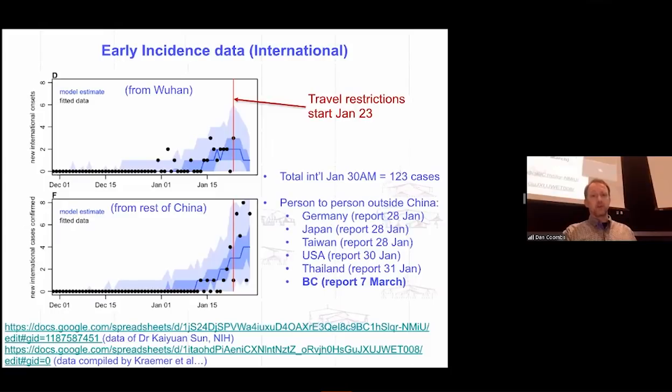Internationally, we know that incidence was observed outside of China, that around the end of January, there were cases being reported outside, and there was person-to-person transmission in Germany, Japan, Taiwan, the USA, Thailand. And I just added here, even though it's not really in the first month, that in BC, the first person-to-person transmission was just in the beginning of March, not that long ago now.